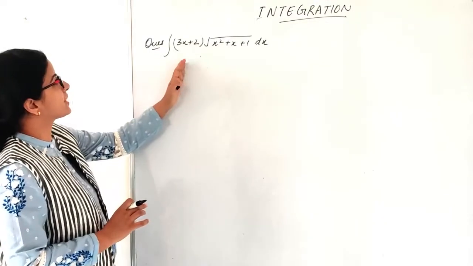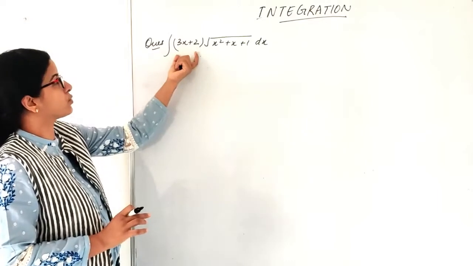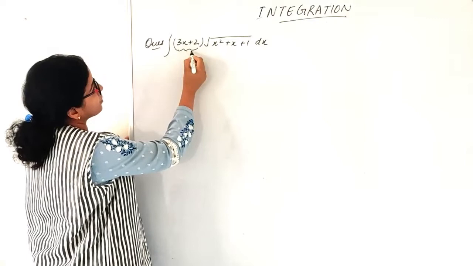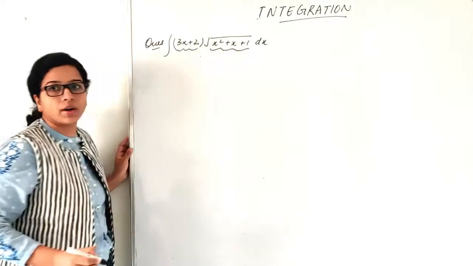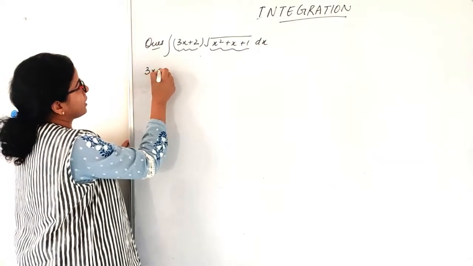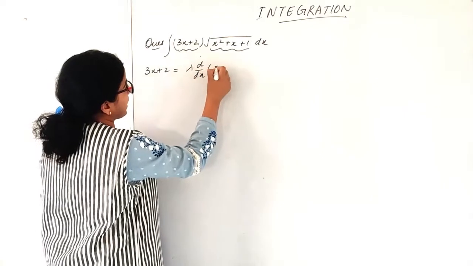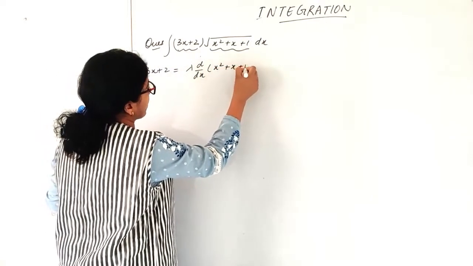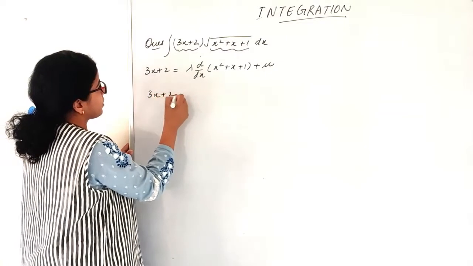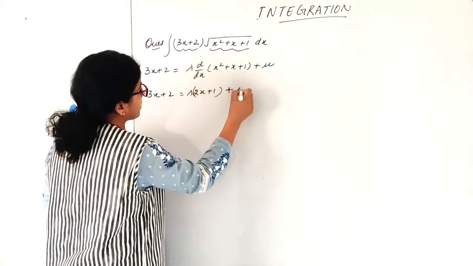So let us take this example. Along with under root x square plus x plus 1 we have 3x plus 2, right? So we will try to express 3x plus 2 in terms of this under root part by using the lambda mu method. So 3x plus 2 equals lambda d upon dx of x square plus x plus 1 plus mu, right? So 3x plus 2 equals 2x plus 1 into lambda plus mu.